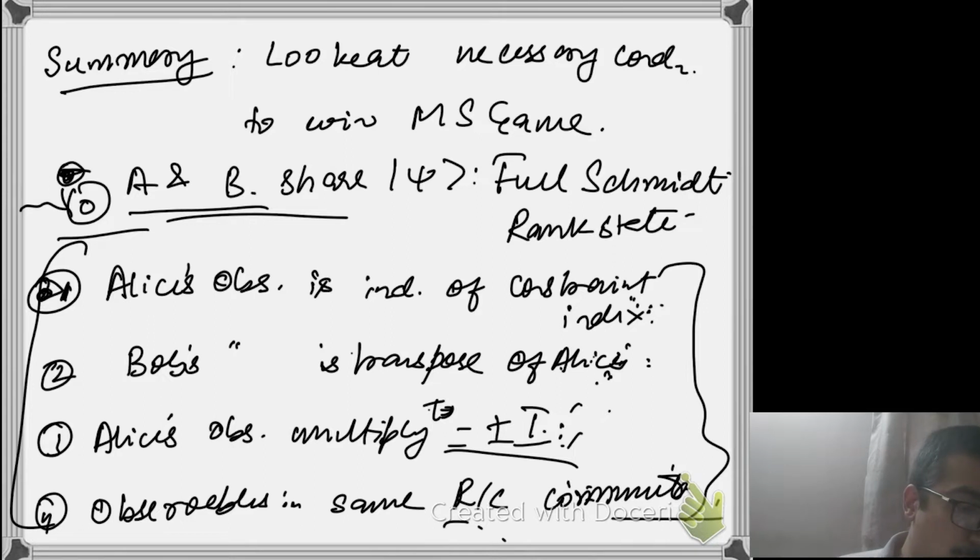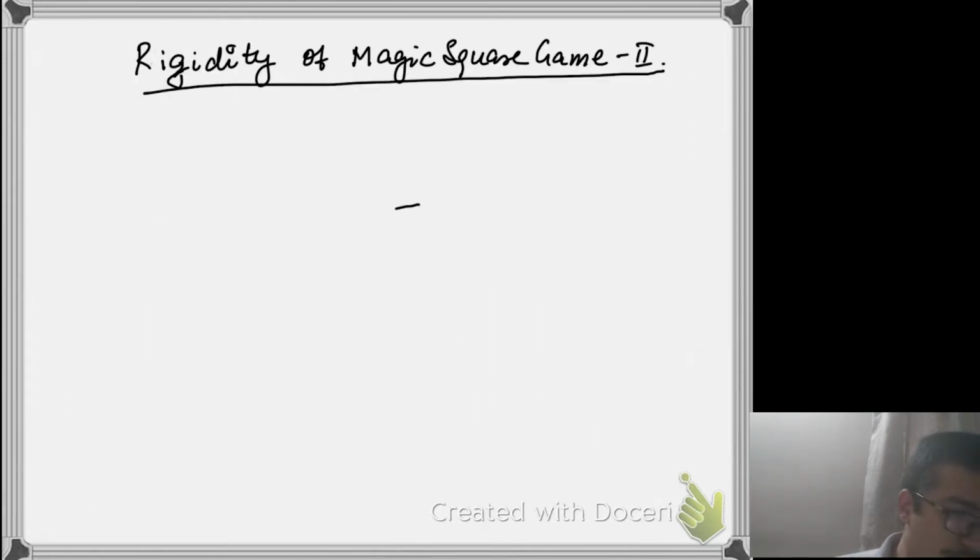Okay, so now we'll use these 4 conditions in order to show that up to local unitaries and some ancilla qubits, our solution is exactly the same as the optimal strategy which we had earlier seen. So let's continue with that. Firstly, we have already seen that the operators in the same row and column commute with each other.